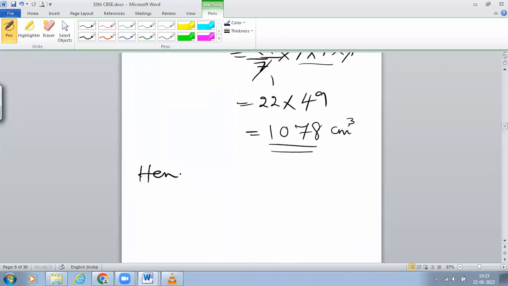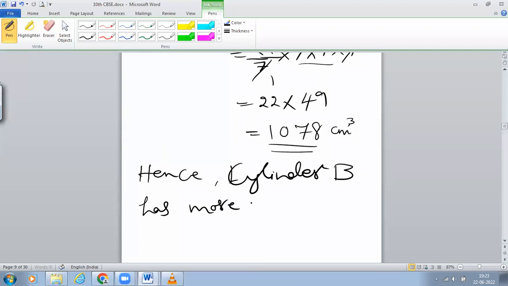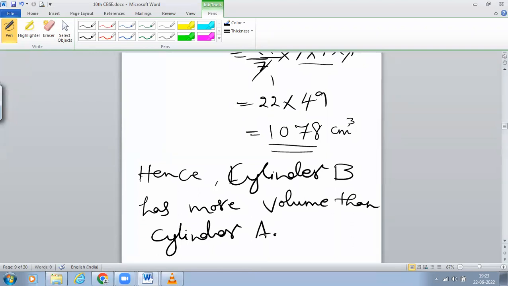Hence, cylinder B has more volume than cylinder A. This is the answer, ma'am. Cylinder B is having more volume than cylinder A. Yes, ma'am. Completed.